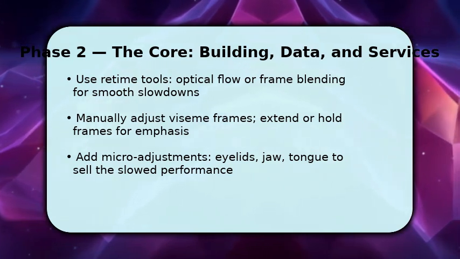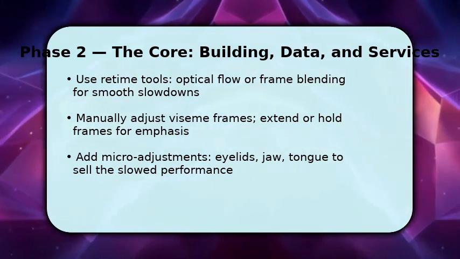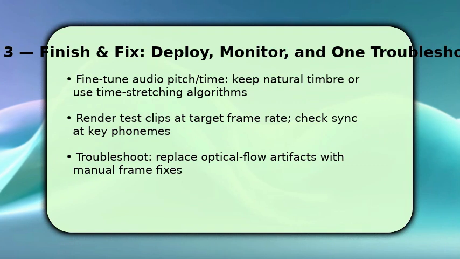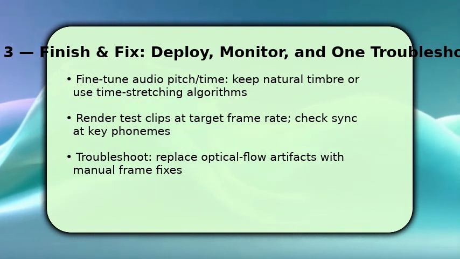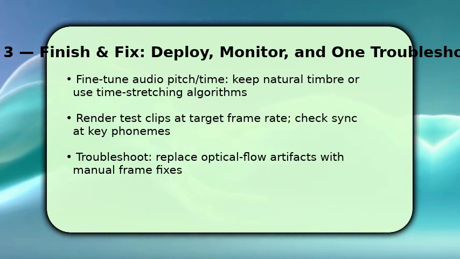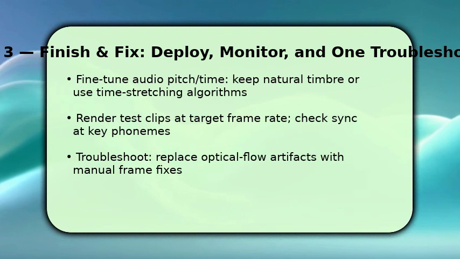You finish by matching the audio to the new slow motion timing. Either time stretch with a quality algorithm or re-record at slower delivery to retain natural timbre. Render short test segments at your target frame rate and examine consonant hits. If lips miss phonemes, go back and micro-shift those viseme keyframes.